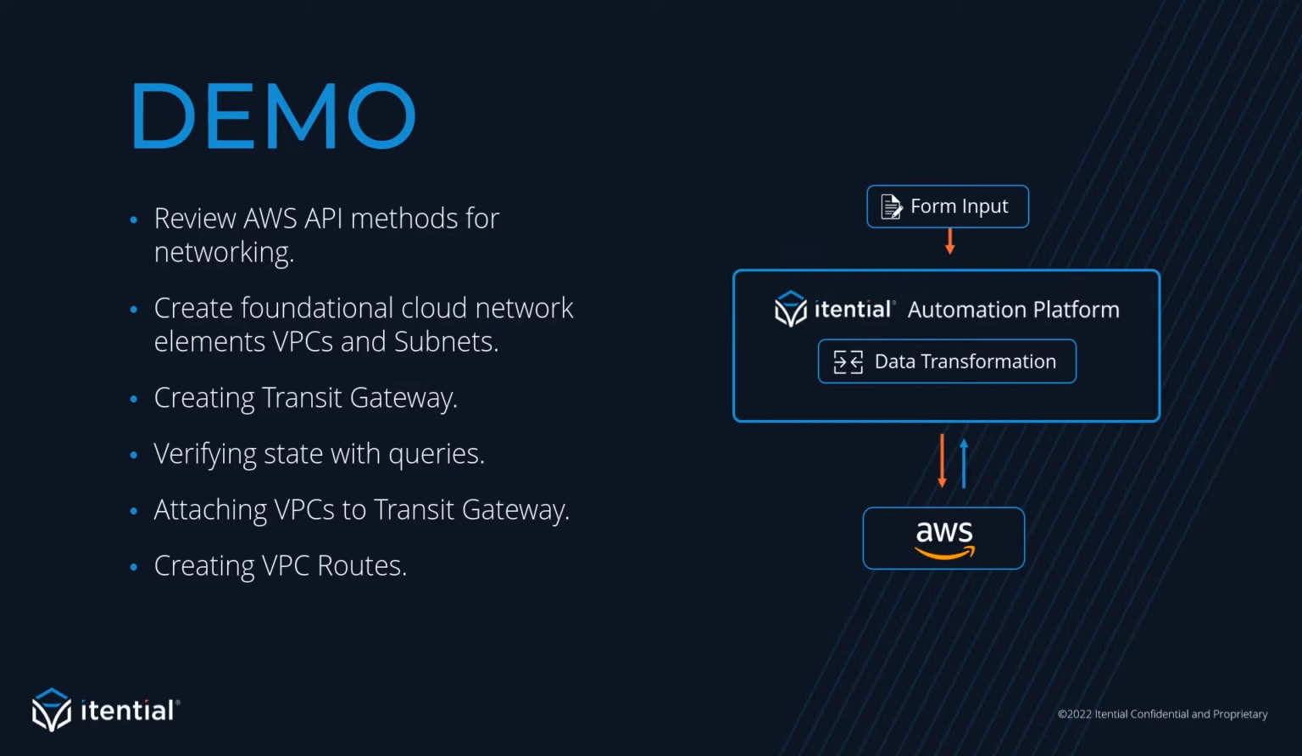We'll take a look at attaching VPCs to a transit gateway, and then we'll continue on with how to create VPC routes. This would also be similar to a lot of other VPC related network functions like security groups and network ACLs as well. So with that, let's continue to the next slide.